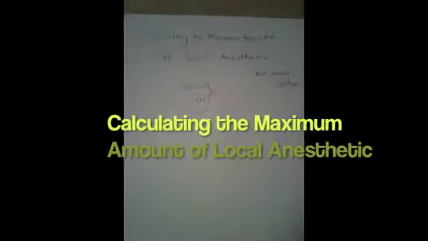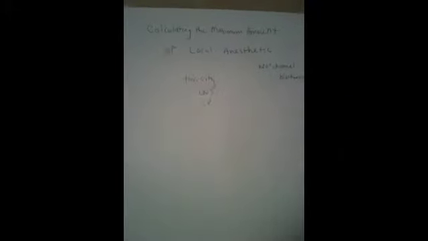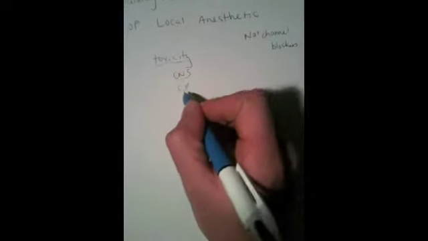I think it'd be useful to do a little video here on calculating the maximum amount of local anesthetic that can be given to a particular patient. Now, why are we worried about calculating the maximum amount of local anesthetic? Well, that's because local anesthetics, like any drug, can have toxic side effects, particularly in the CNS and the cardiovascular system. You can imagine that given their mechanism of action as sodium channel blockers, they would have a profound effect on both the CNS and the cardiovascular system.